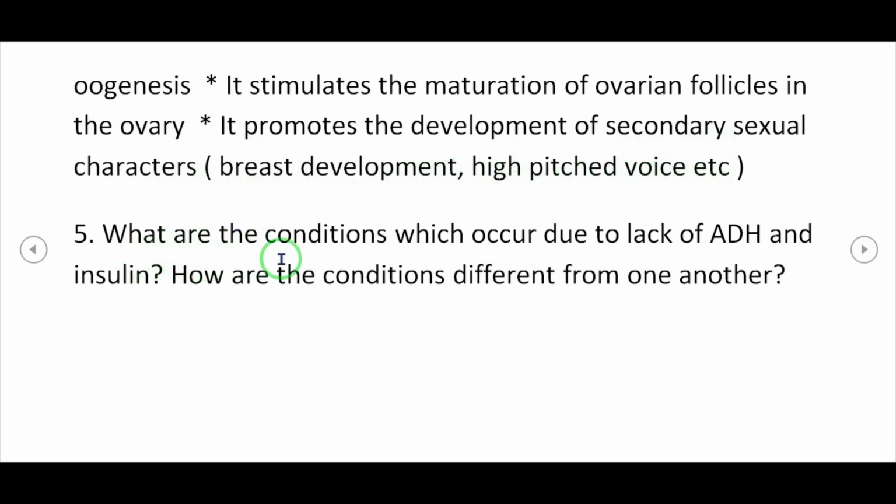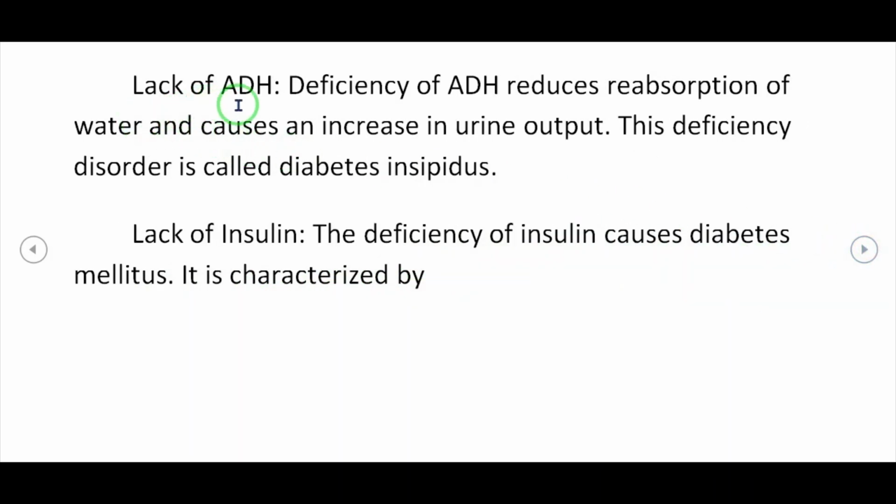Next question. What are the conditions which occur due to lack of ADH and insulin? How are the conditions different from one another? First, lack of ADH. Deficiency of ADH reduces reabsorption of water and causes an increase in urine output. This deficiency disorder is called diabetes insipidus.